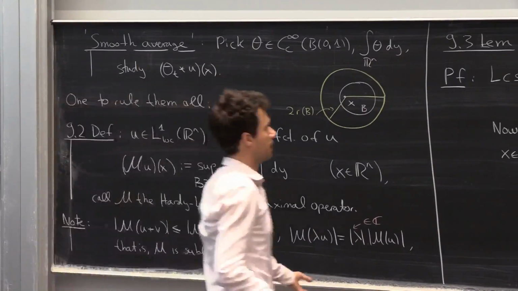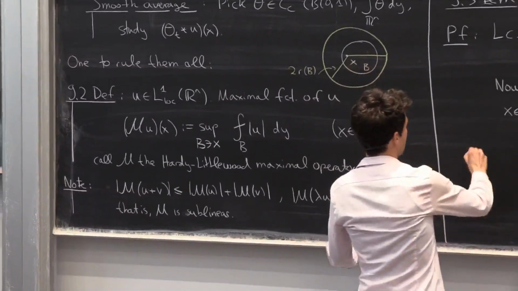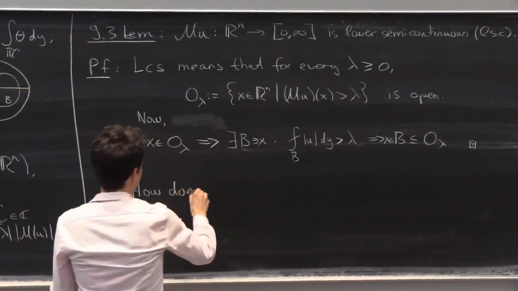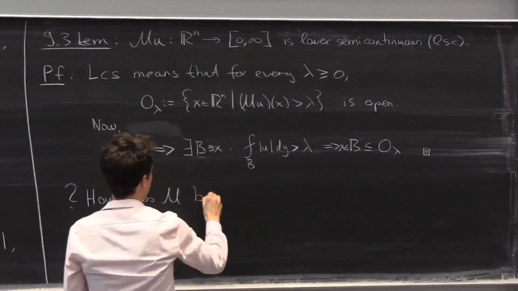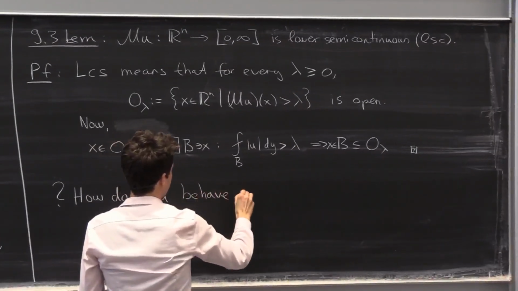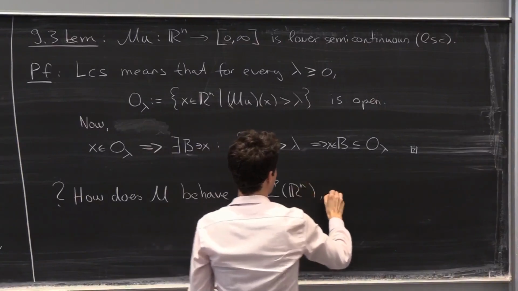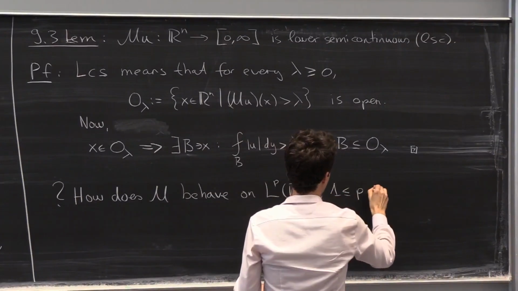Now, my question is, how does M behave on Lp of Rn when p is between 1 and infinity?